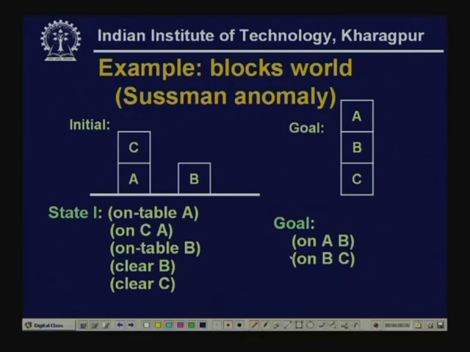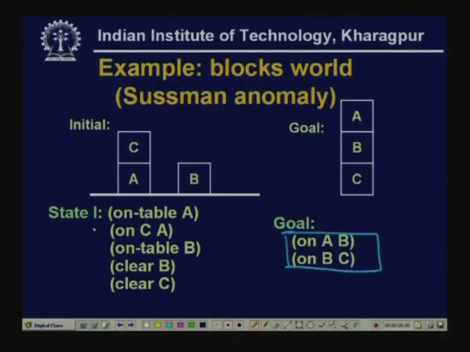Before we do our POP algorithm on this problem, let us look at the representation of the initial state and the goal. The goal is represented by A is on B and B is on C. Note that we can represent a goal by a subset of the conditions that hold. So, the initial state is specified by the exact behavior of all the variables. In this case, on table A, on C A, and clear C, on table B and clear B. So, this is the description of the initial state, and on AB, on BC is the description of the goal state.